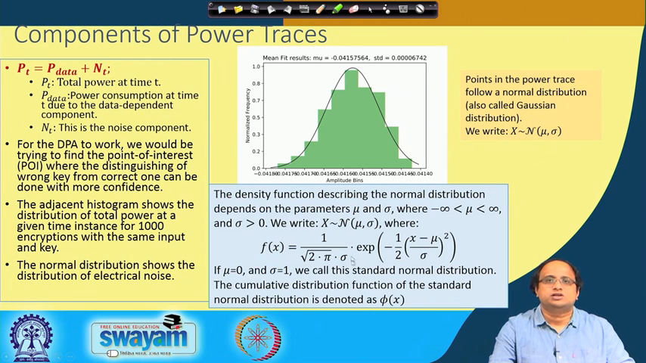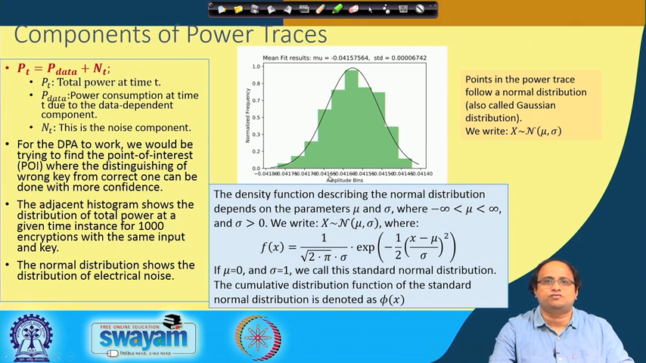That is 1 by root over 2 pi sigma in the denominator, exponentiation to the power of e to the power of minus 1 by 2 (x minus mu by sigma) whole square. If mu is 0 and sigma is 1, then we call this a standard normal distribution, and the cumulative distribution function of the standard normal distribution is denoted as phi(x).